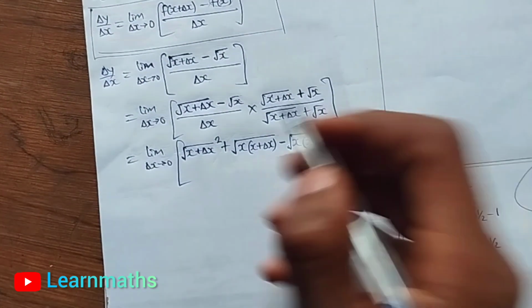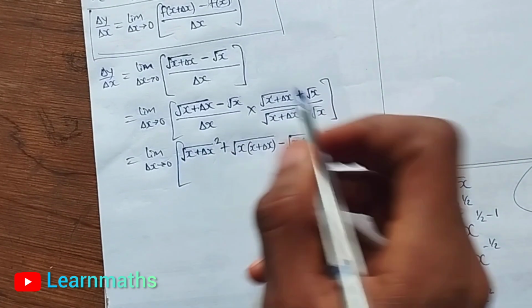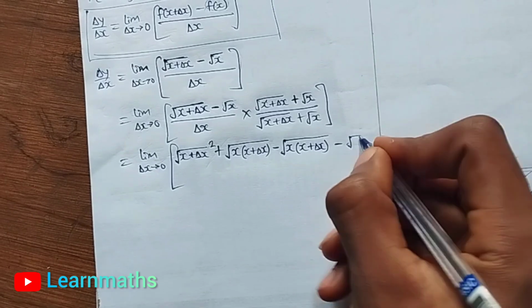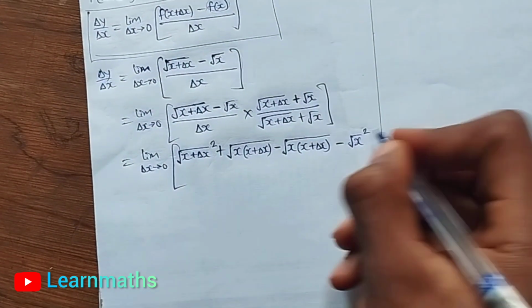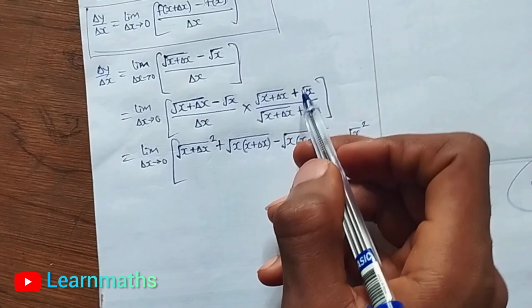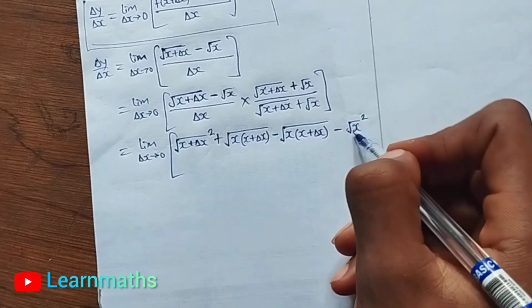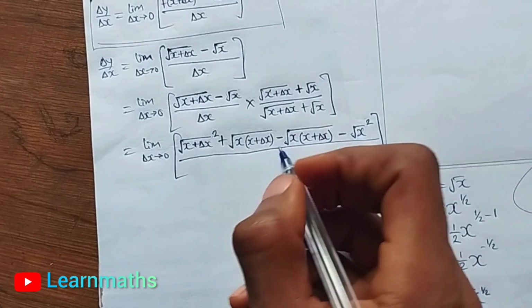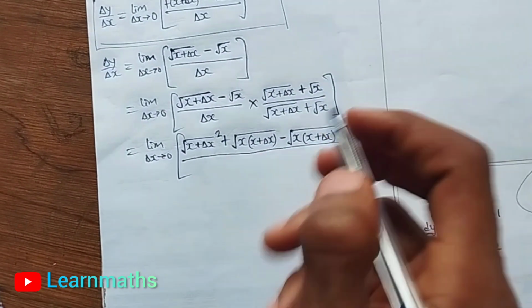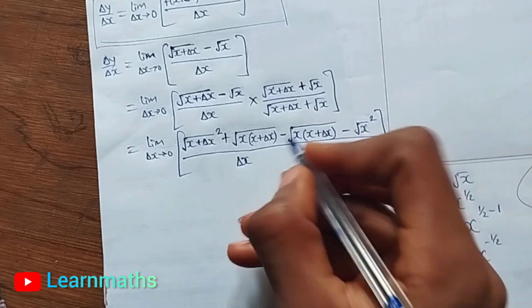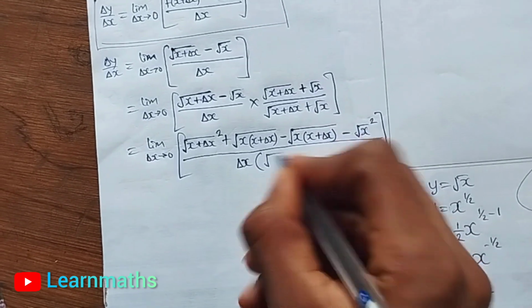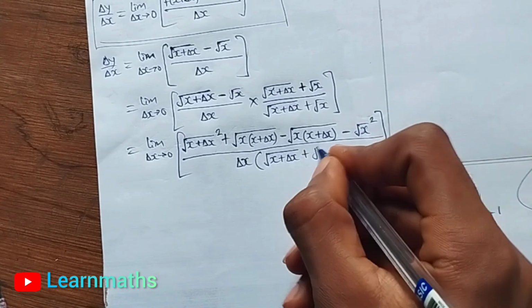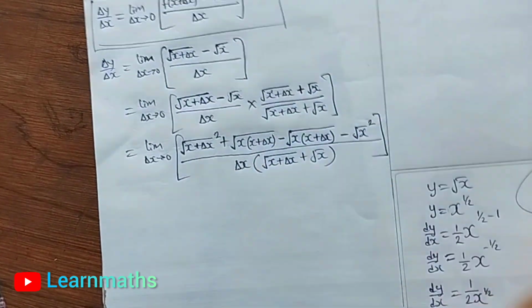Now finally, I'll be multiplying the square root of x with the square root of x. There's a negative sign here. So that's going to be the square root of x squared, right? Since square root of x is multiplying square root of x, we're going to have square root of x squared. Alright, then for the denominator, we're going to have change in x multiplying the square root of x plus change in x plus square root of x, right? This is going to be multiplying this.